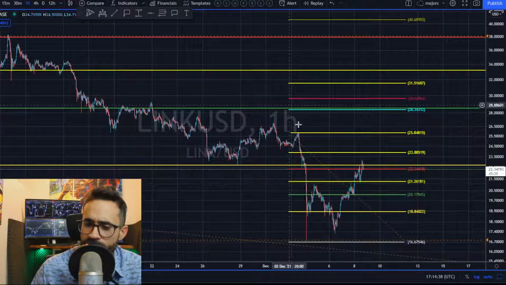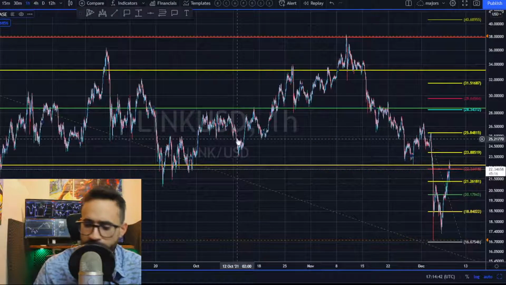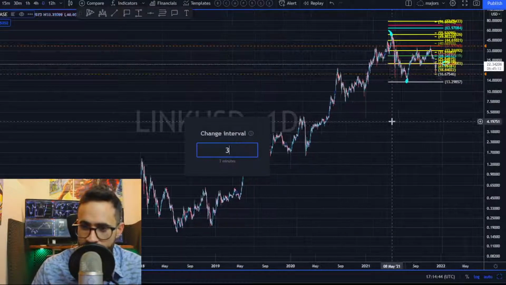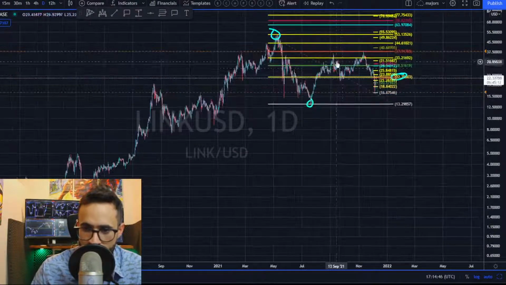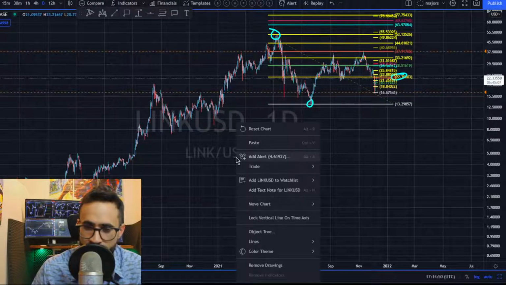RK Guli, I just covered what I think's gonna happen to Link. I think if Link can stay above 22, it's probably gonna rip, right? You just need to clear these two zones, the 22 and 22.7, and then we can get smooth sailing again.